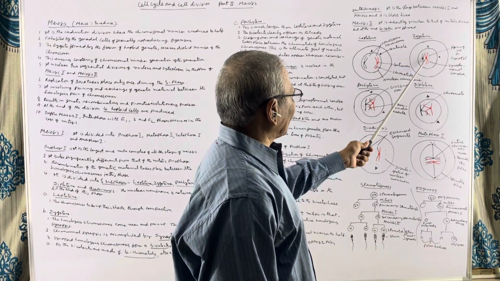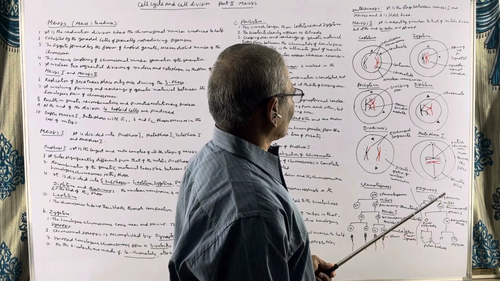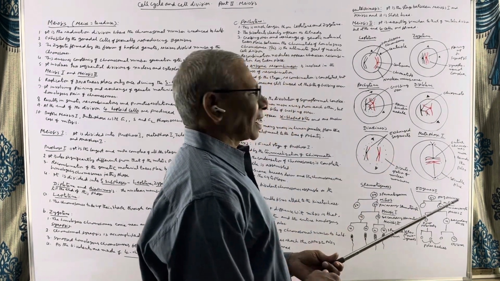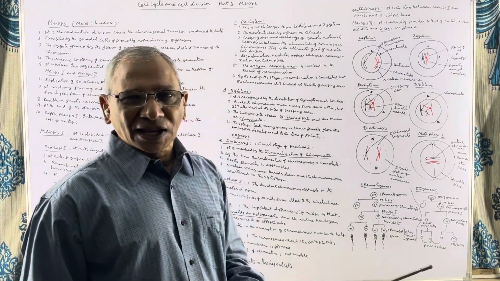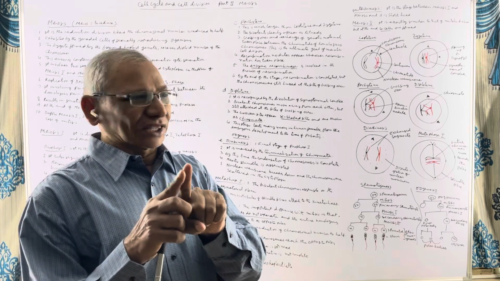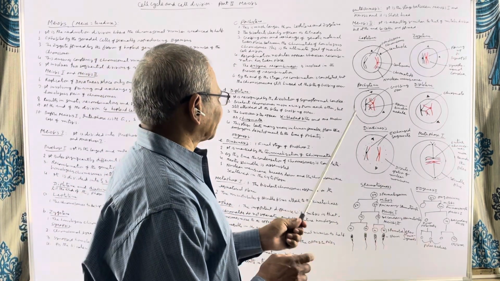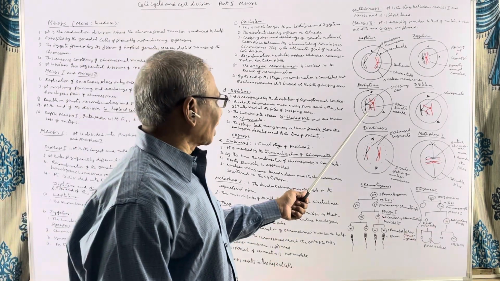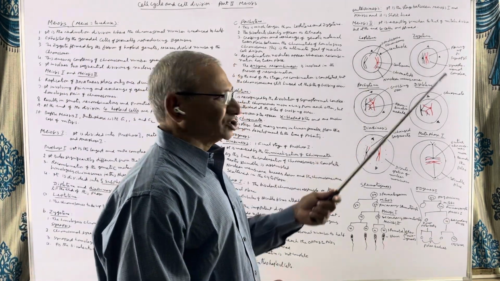Then, the pairing of the homologous chromosomes is assisted by the formation of the synaptonemal complex. So, the synaptonemal complex holds the pairing of homologous chromosomes together. The next stage, pachytene, is very, very important. And it is much longer than leptotene and zygotene stages.